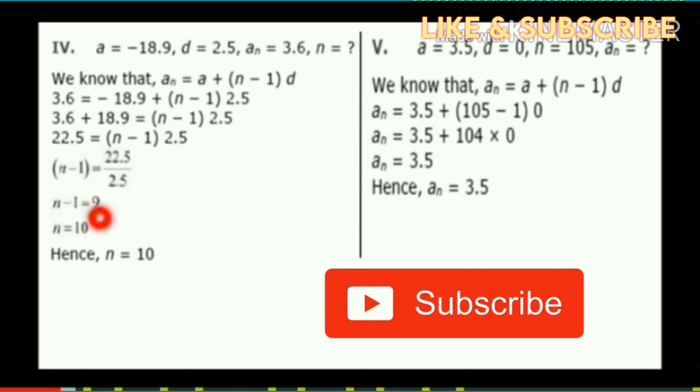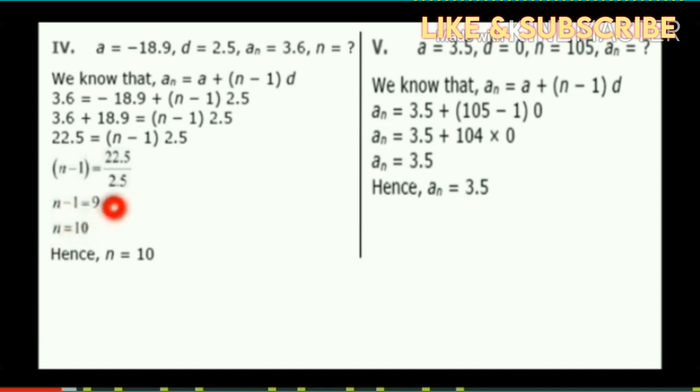n minus 1 is equal to 9. And this 1 will go that side, it will become positive. So 9 plus 1, n is equal to 10. So our answer is n is equal to 10.